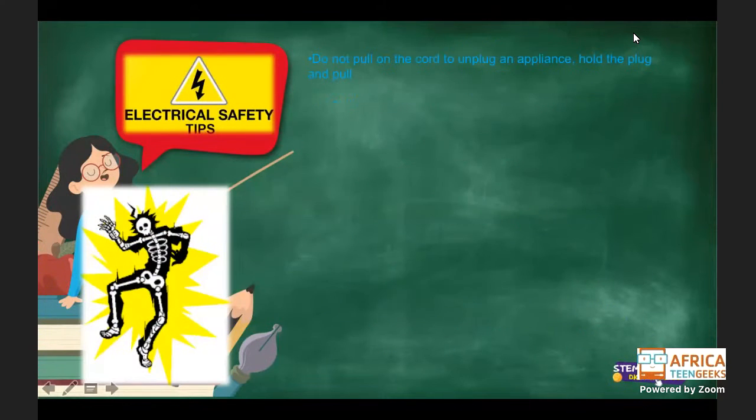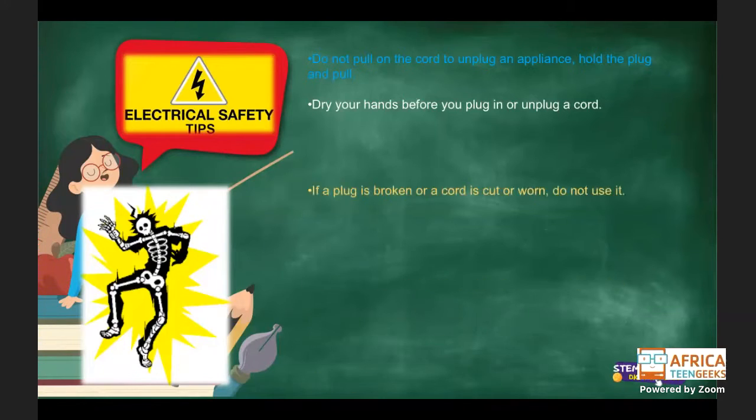Let's look at the electrical safety tips. Do not pull on the cord to unplug an appliance. Hold the plug and pull. Hold the appliance and pull it nicely. Dry your hands before you plug in or unplug a cord. Do not hold a cord with wet hands.